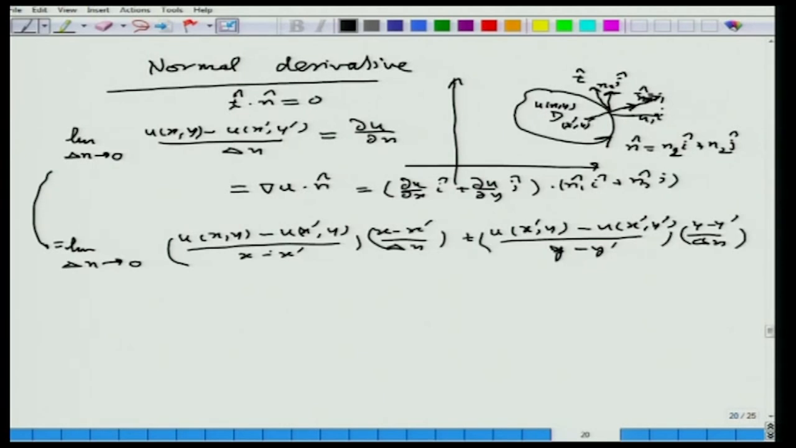Now, here when we take this del u over del x, that is u(x', y) minus u(x, y) over x' minus x. So, you can multiply by minus up and down; it is just the same thing. When it passes to the limit, you get del u over del x at (x, y), times dx by dn, and plus del u by del y times dy by dn. This is the normal derivative.